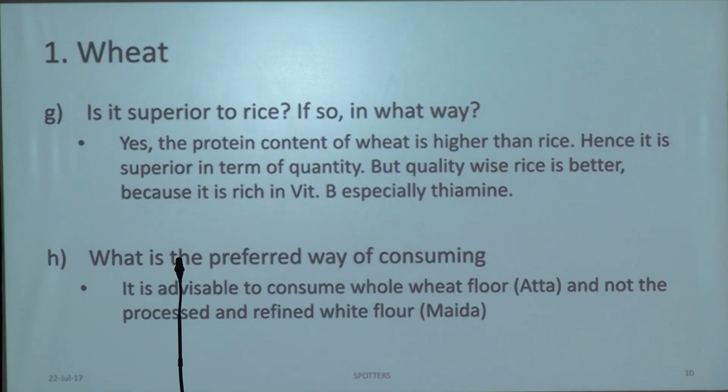Okay. This question might come: is it superior to rice? If so, in what way? Again, the protein content. Here I did not write the amount, but we expect from that previous table that you write the amount also. It will carry higher marks. Hence, it is superior in quantity, but quality wise rice is better because it is rich in vitamin B1. That was 0.6 and that was 0.4.